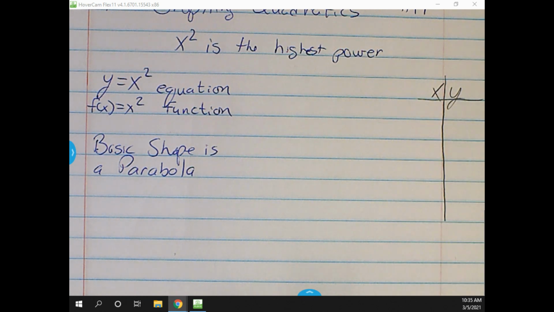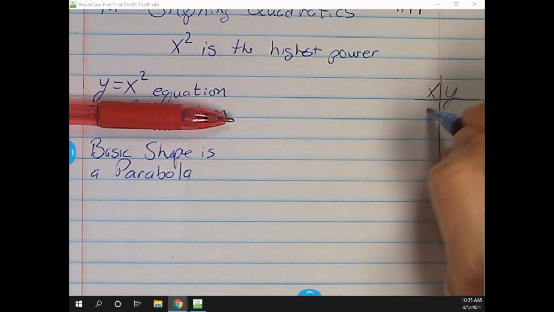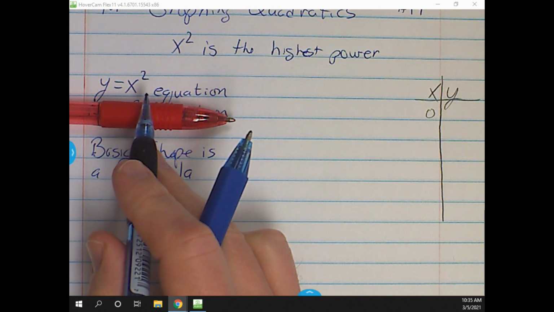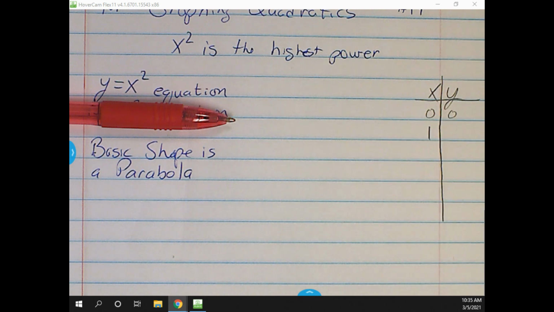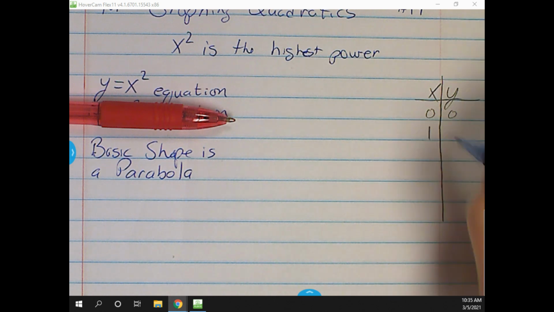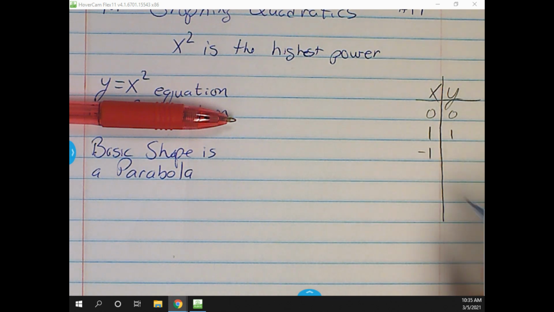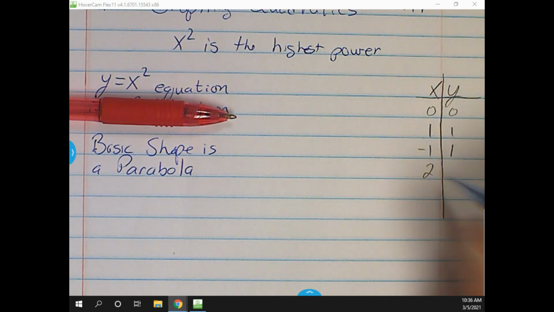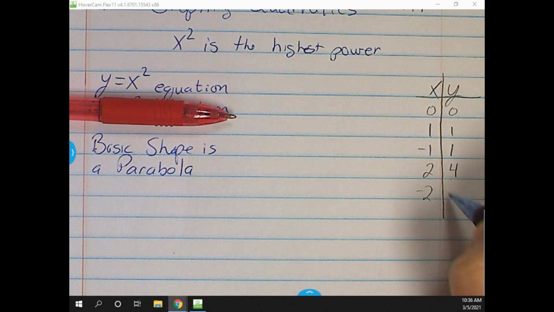If we take this equation, y equals x squared, and plug in some values: if we plug in 0, what is 0 squared? 0. Okay, no big deal. If we plug in 1, what is 1 squared? It's 1. If you plug in -1, what is -1 times -1? Still 1, right? So whether it's negative or positive, we're okay. If you plug in 2, 2 squared is 4. If you plug in -2, -2 times -2 is also 4.